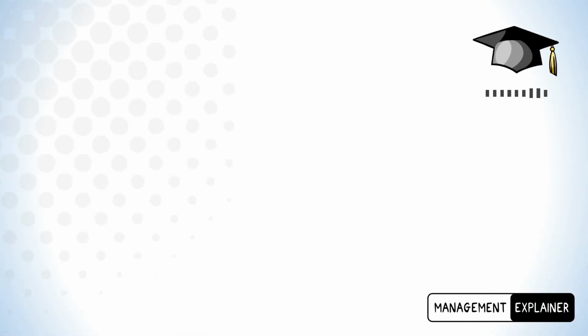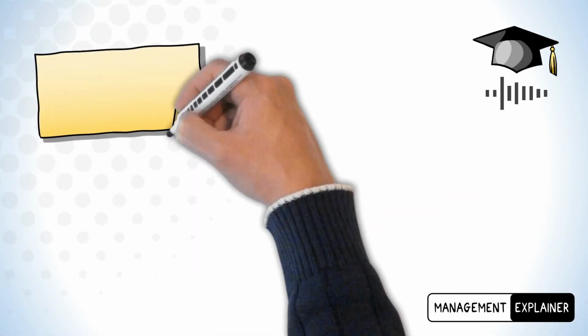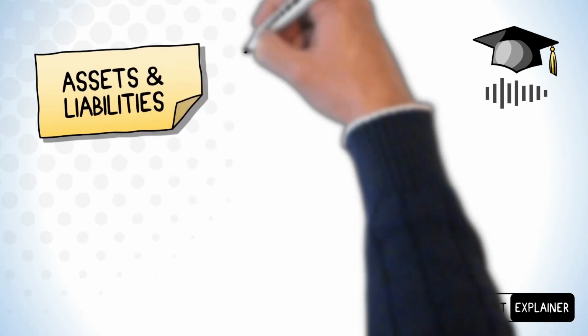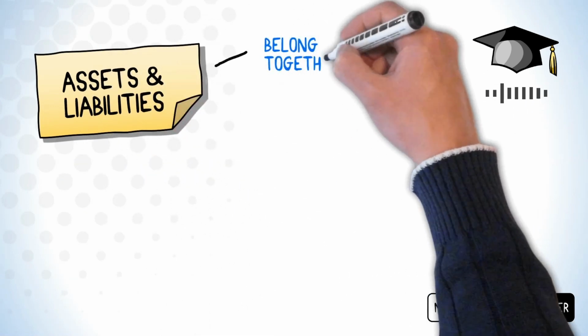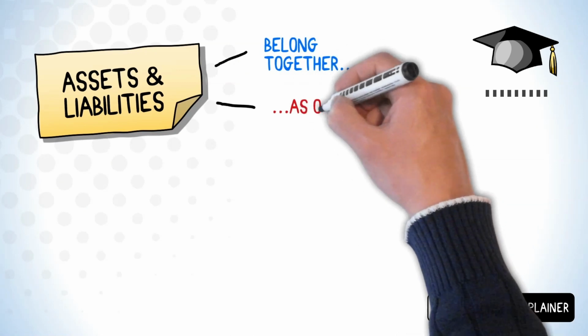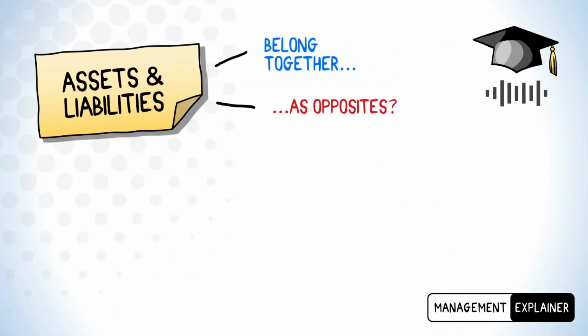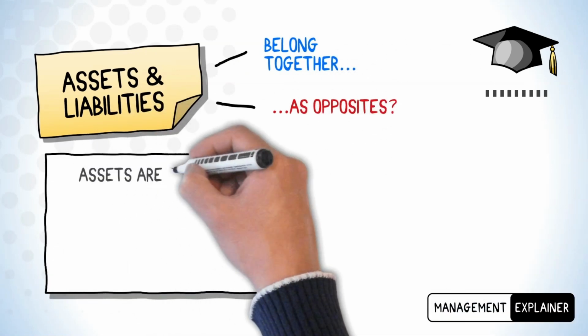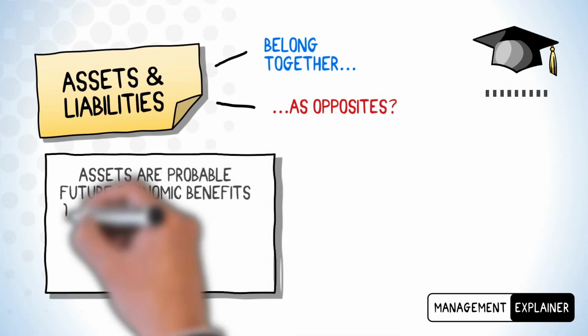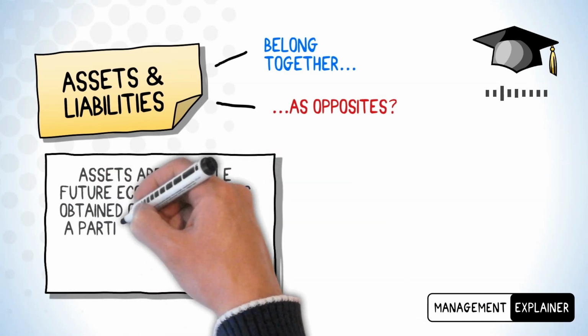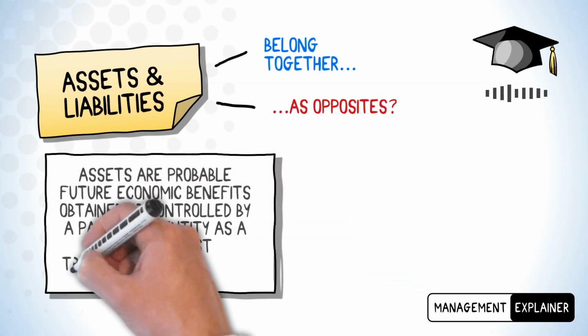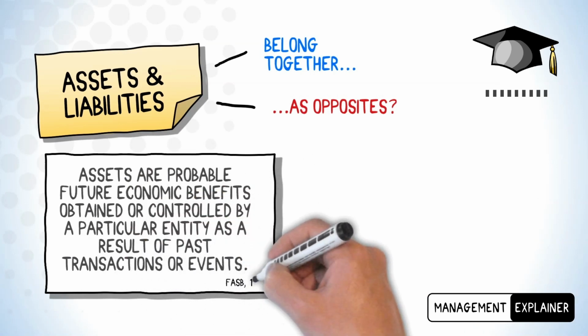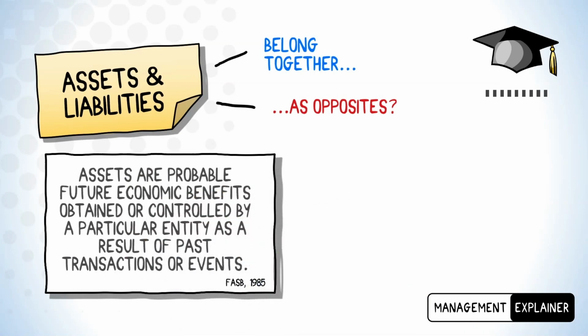Many people think that the concepts of assets and liabilities belong together in some way. I guess most people would see them as opposites. An asset is defined as probable future economic benefits obtained or controlled by a particular entity as a result of past transactions or events. So let's quickly unpack this definition.